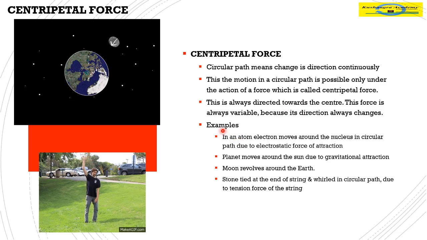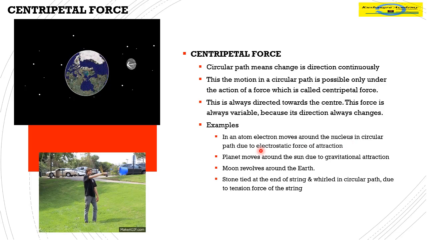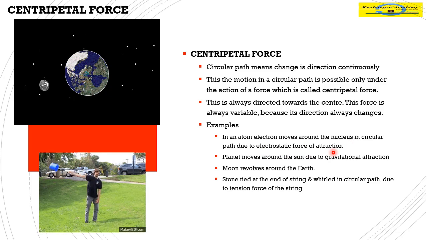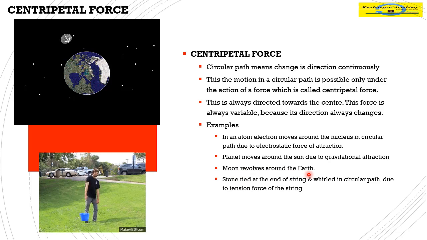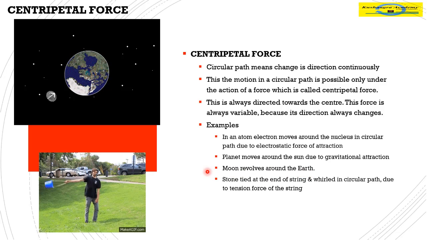What are the examples? Some of the examples of the centripetal force. In an atom, an electron is moving around the nucleus due to which force? Electrostatic force of attraction towards the center. Similarly, a planet moves around the sun due to gravitational attraction. The moon revolves around the earth due to gravitational attraction.